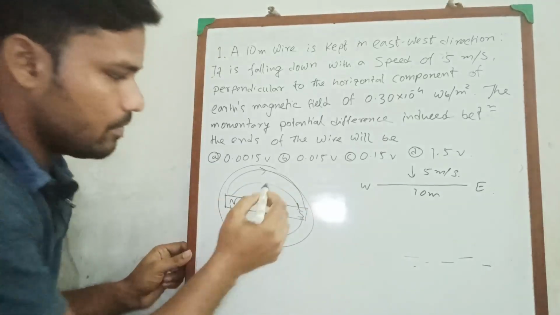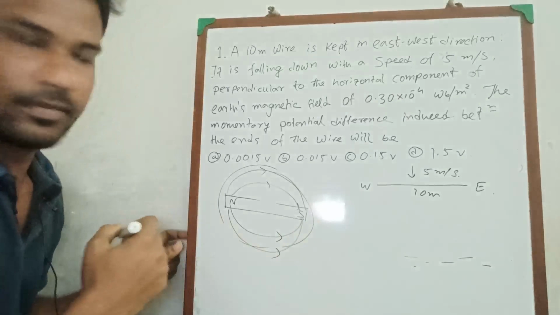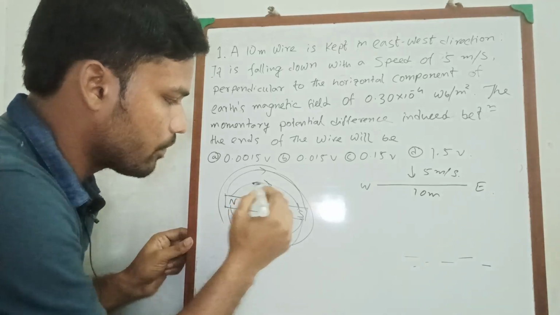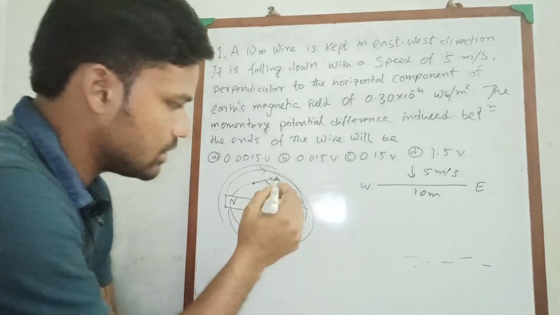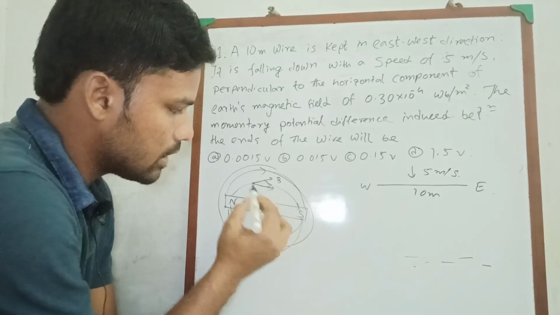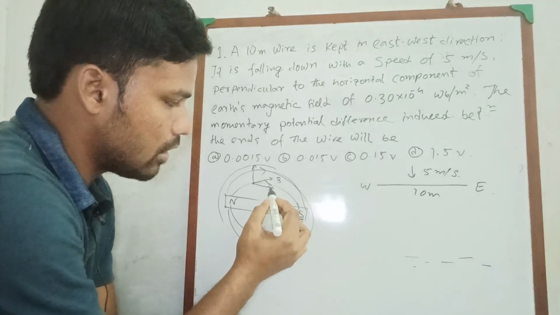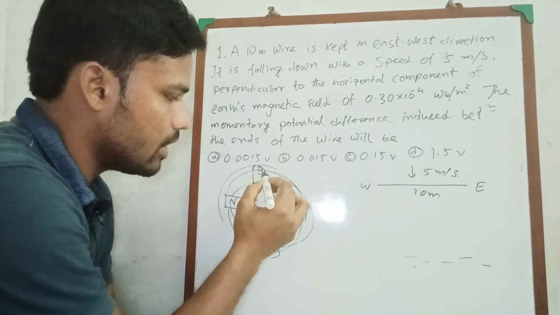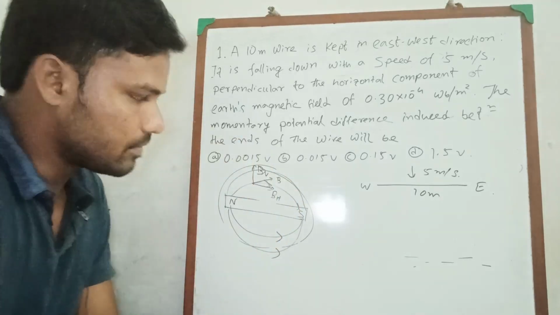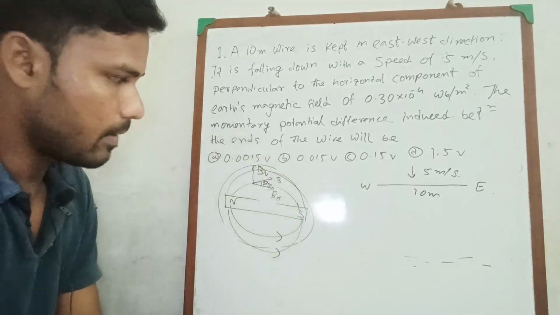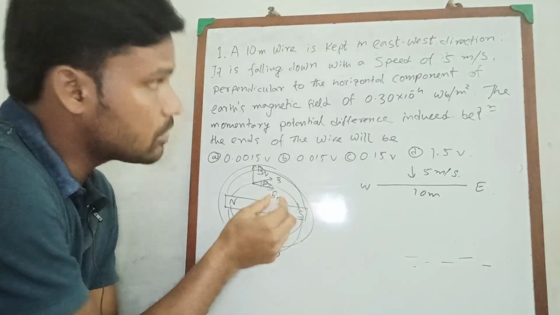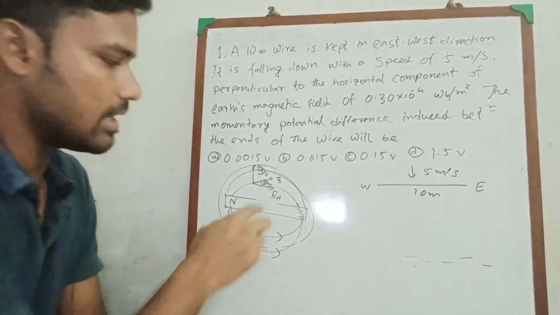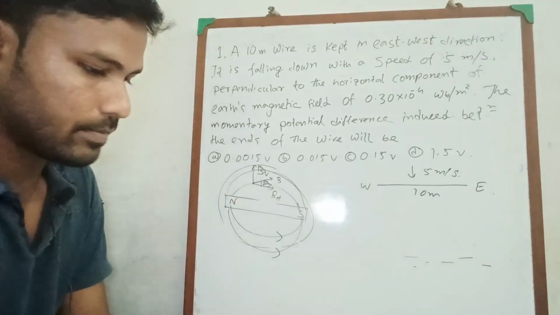Now suppose at this point this is the direction of the magnetic field, that is B. It has two components: this is the horizontal component B_H and B_V is the vertical component, with theta as the angle. The value given here is 0.30 into 10 to the power minus 4 Weber per meter square, that is the horizontal component of the magnetic field.